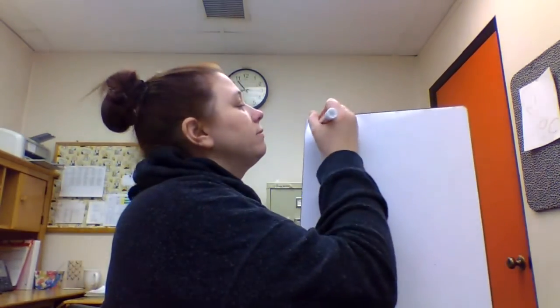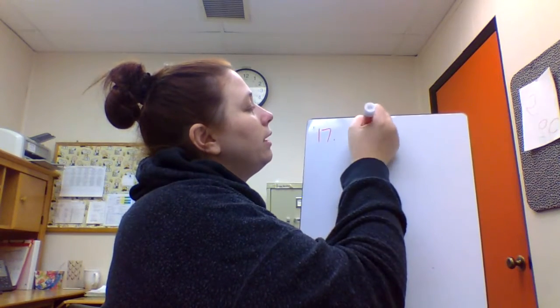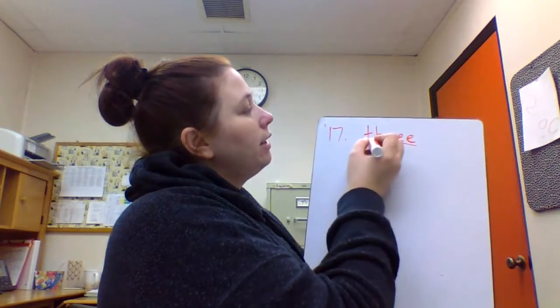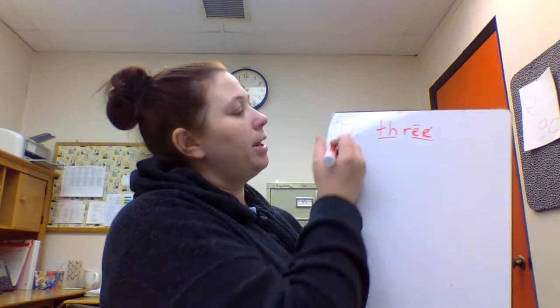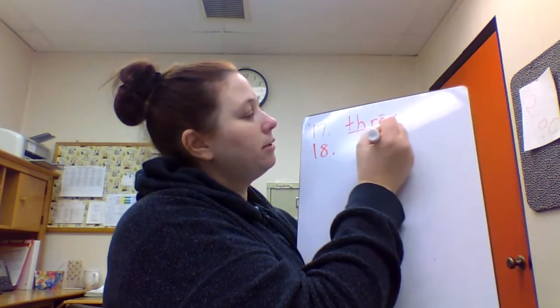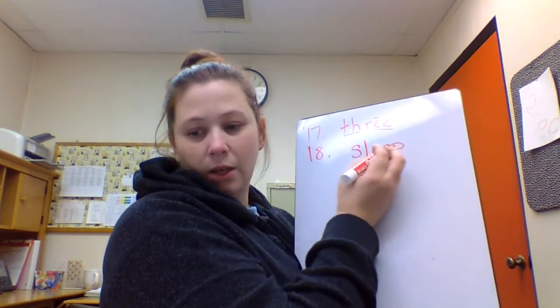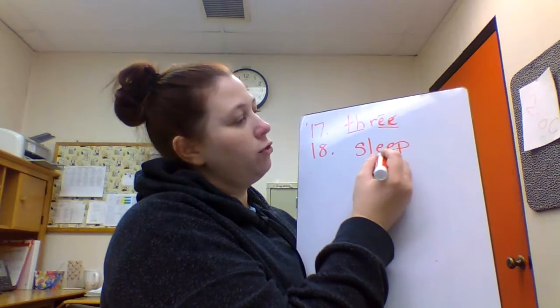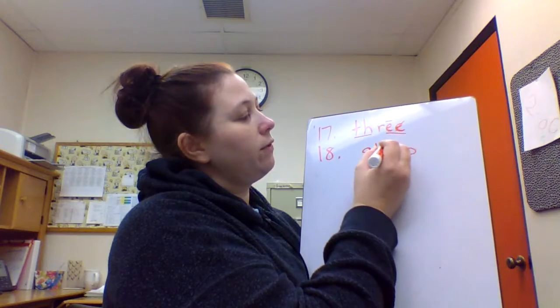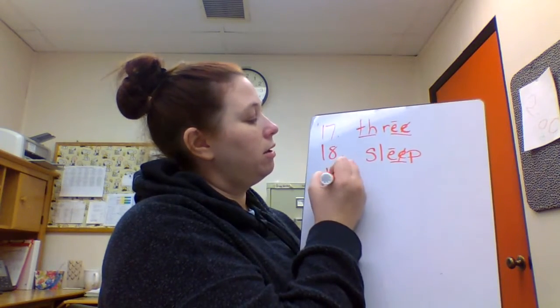Number 17, we have tree. So we have our digraph here and our digraph here. And on our vowel digraph, we cross off the E and we put a macron on. Number 18, we have sleep. SL is a blend, but we don't do anything with blends. We just leave it. We're going to underline our EE digraph, cross off our E, and put on a macron.